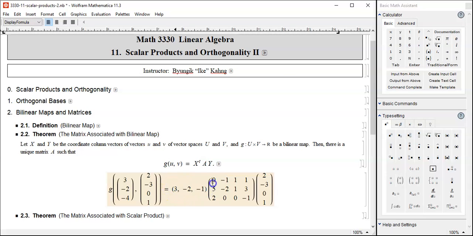X transpose, m by n matrix times y, like this. And this matrix A is uniquely determined given the basis, kind of like the matrix associated to the linear map.